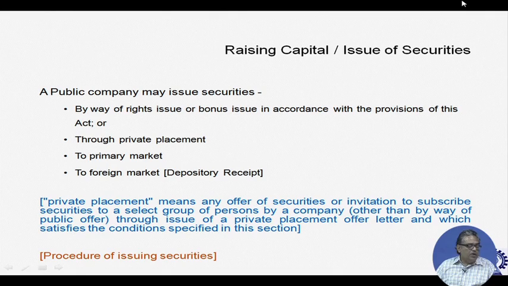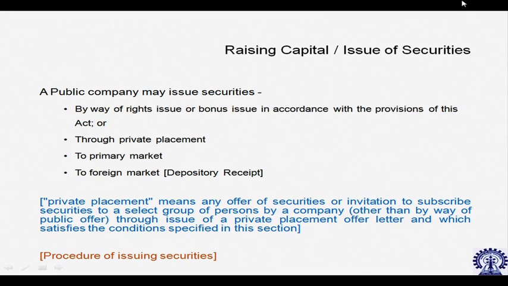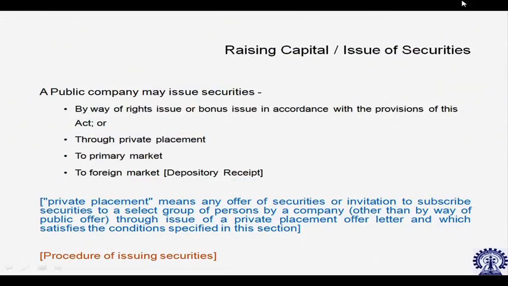So, in the case of a public listed company, you can issue shares to your existing shareholders through a rights or bonus issue. You can go through a private placement, which means you can address target people to raise the fund. You can also access the primary market. Primary market means inviting public subscription, that means you can invite the public to subscribe to your securities. And you can also go to the foreign market through issuing depository receipts.